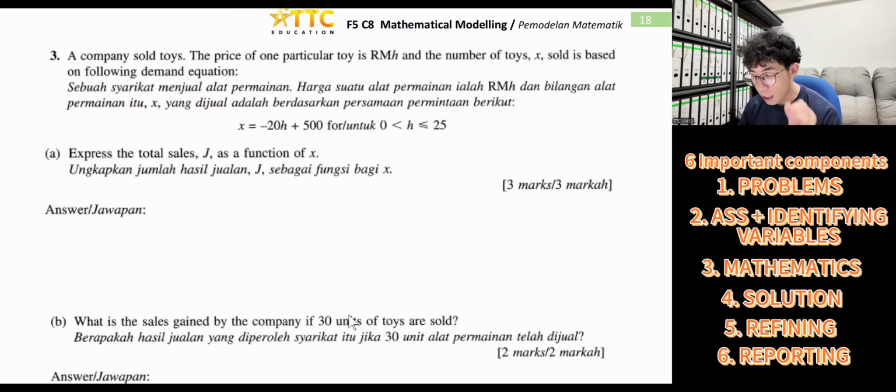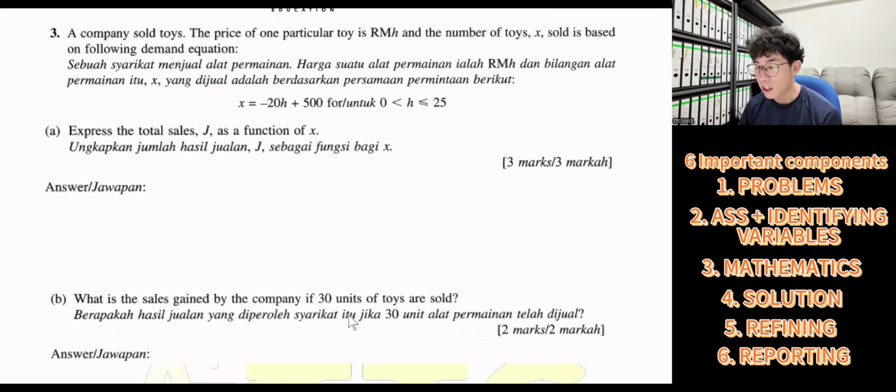Okay, second. Can you tell me in total how many toys sold? Okay, very good. Now X, you're right, X. So now part A says, express the total sales J as a function of X. Okay, express the total sales J as a function of X.